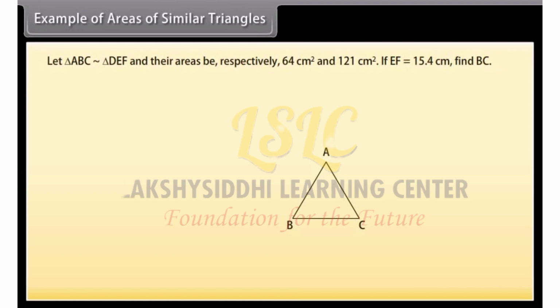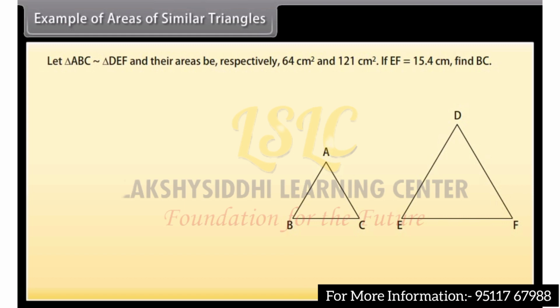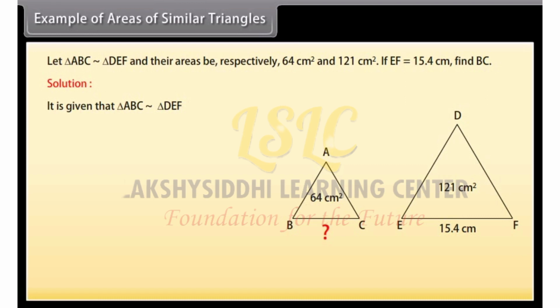Example. Triangle ABC is similar to triangle DEF and their areas be respectively 64 cm square and 121 cm square. If EF is 15.4 cm, find BC. Solution. It is given that triangle ABC is similar to triangle DEF. Therefore, area of triangle ABC upon area of triangle DEF equals (AB upon DE) whole square equals (BC upon EF) whole square equals (AC upon DF) whole square.